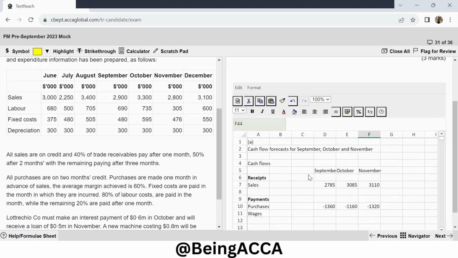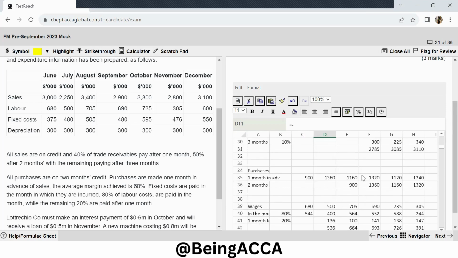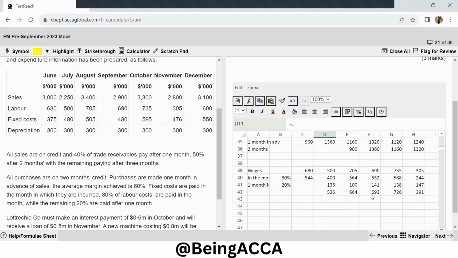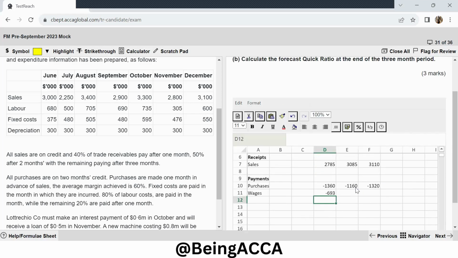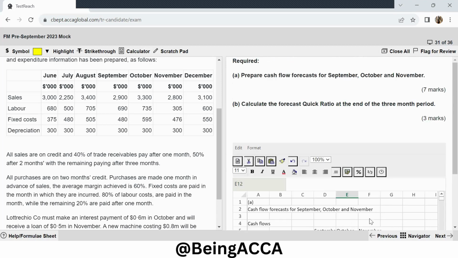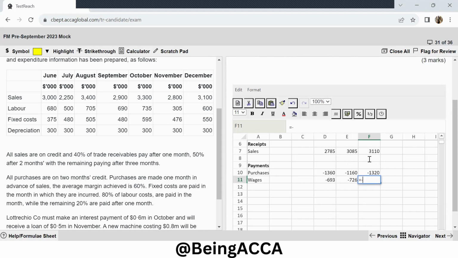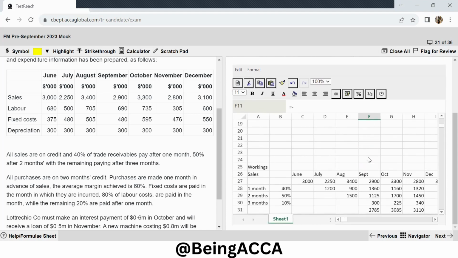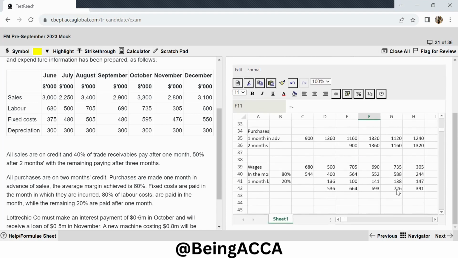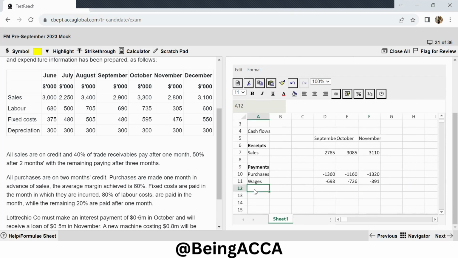So I will just link my workings over here, equals minus, and this is for the month of 693, yes, for the month of September. Then I need for the month of October, let's go down below. This is for the month of October, 726, and then I need it for the month of November, and November is 391. So now I have my workings for my wages as well.